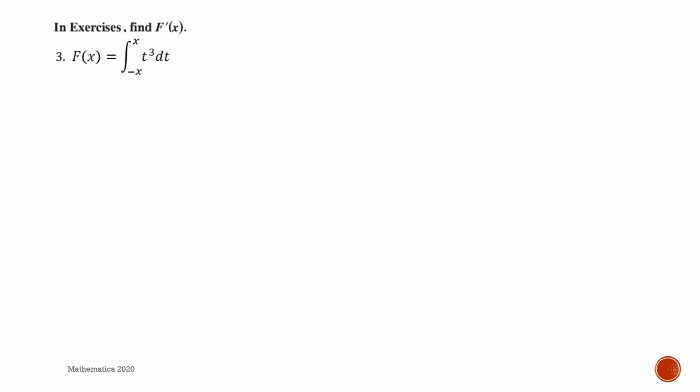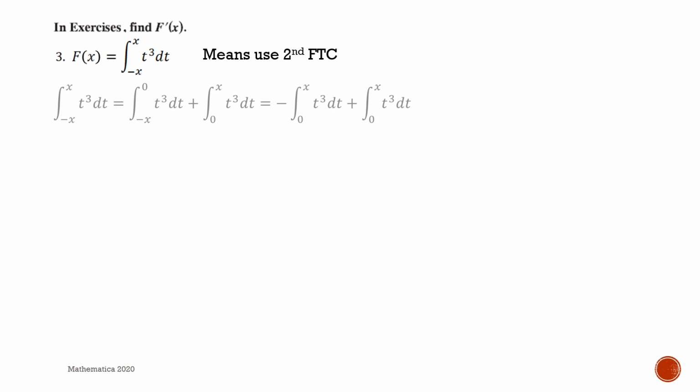Okay, so let's take a look at a third example, and this one says find the derivative of the antiderivative. So that automatically means use the second fundamental theorem of calculus. Also, notice that the lower bound is negative x, the upper bound is x, so already we have two different functions, h of x, g of x, and it's of course t cubed, so I know that I have to use the second fundamental theorem of calculus. So, once again, how do we do this?